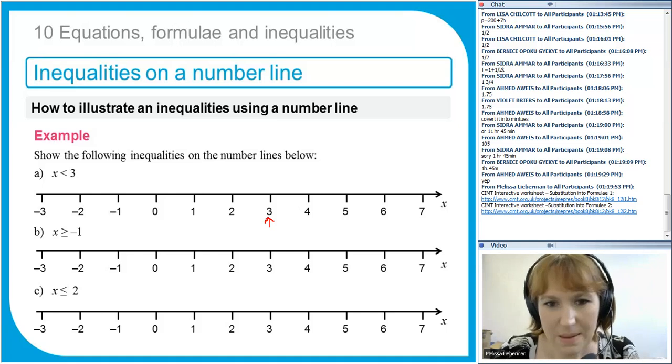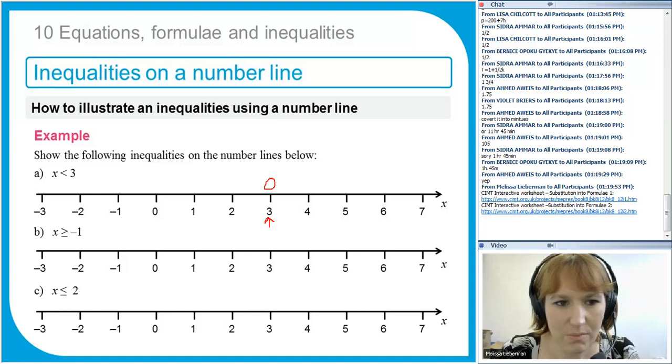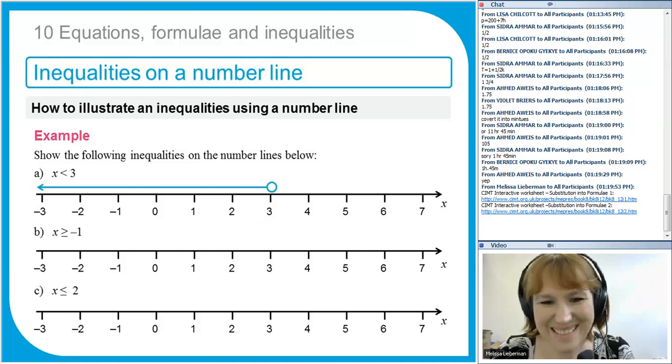X can't be equal to 3, so we just do an open circle. And it's less than, so we just draw a line like that. There we go. Let's have a check. Hooray, we got it right.